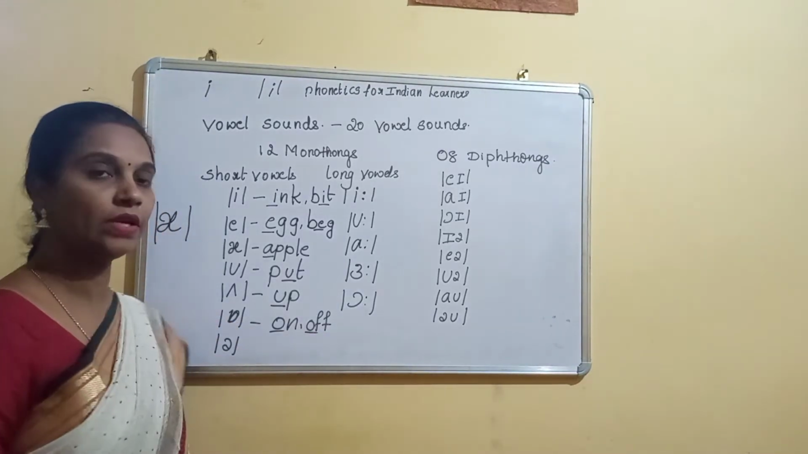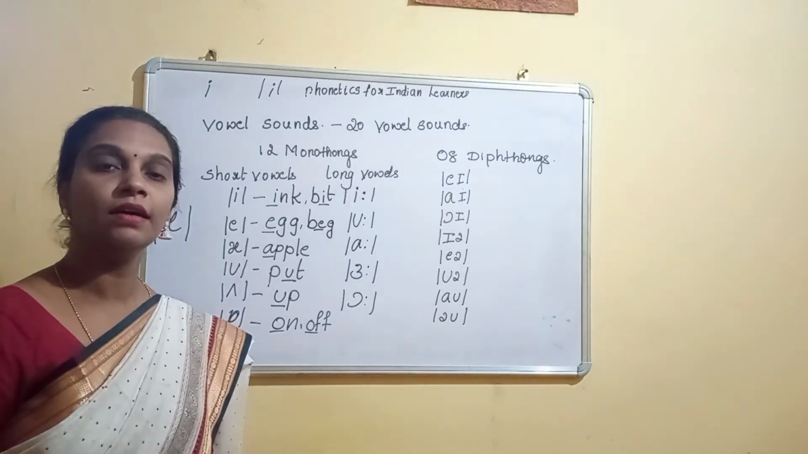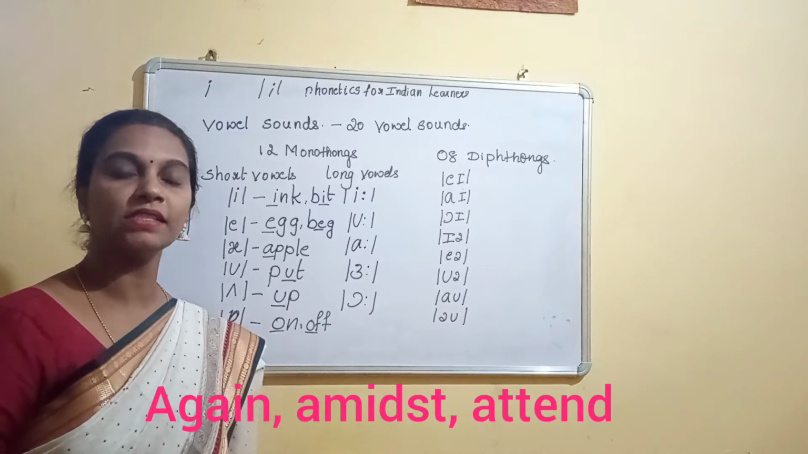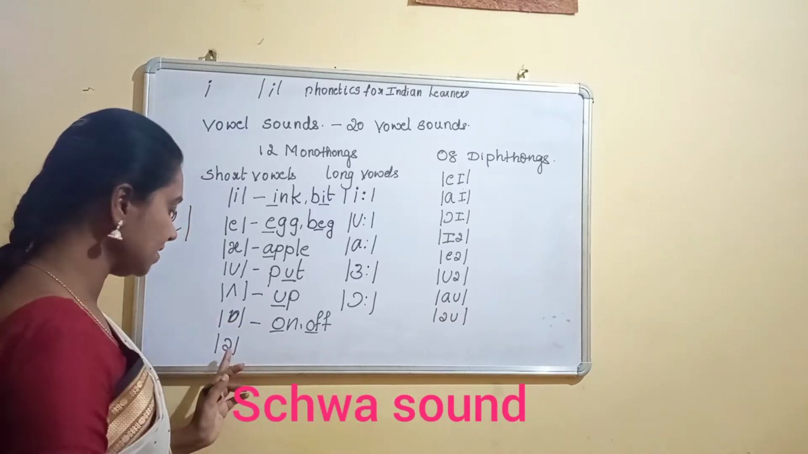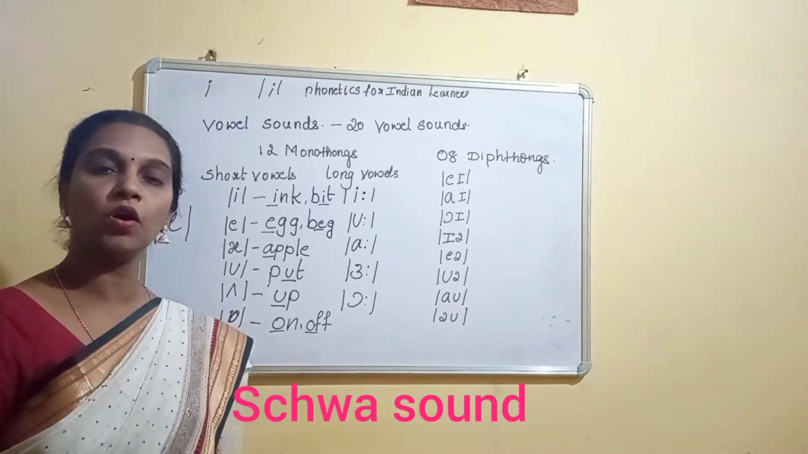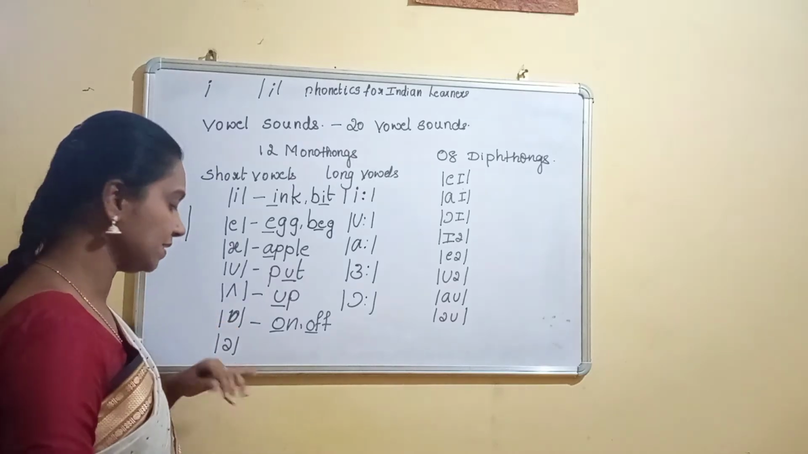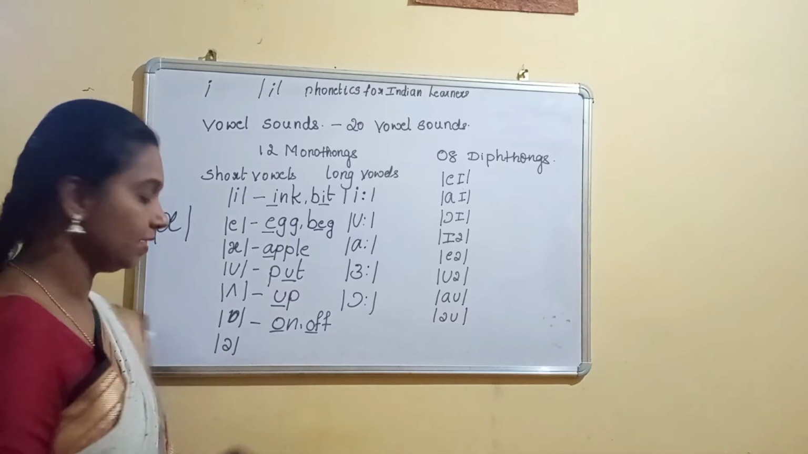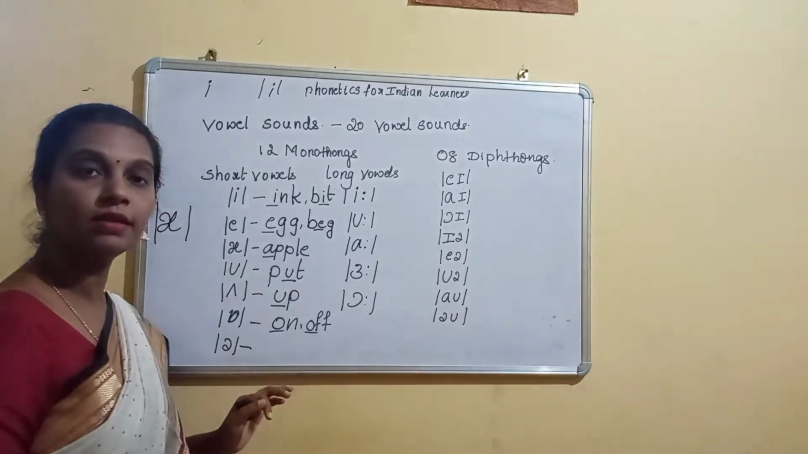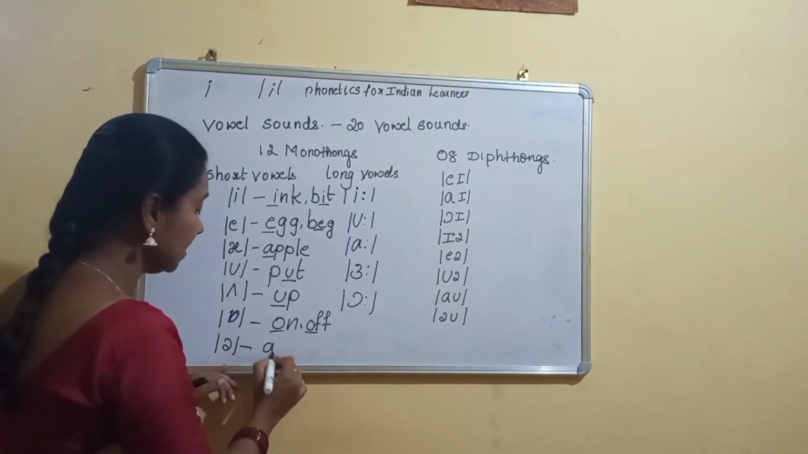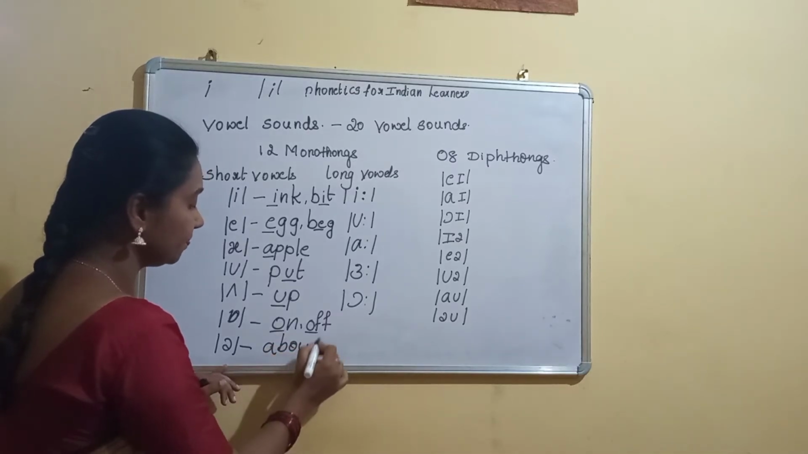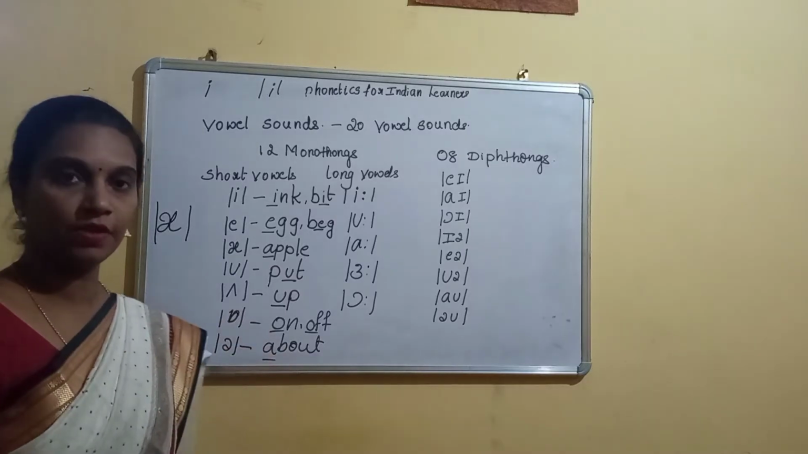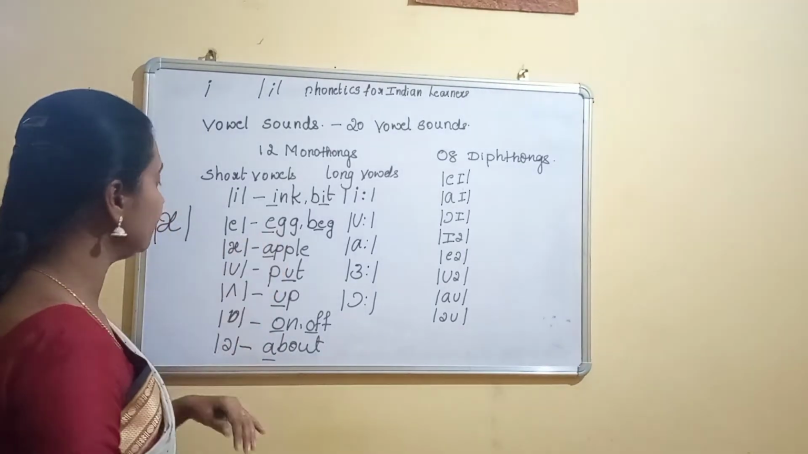And the next sound is a. This sound is named the schwa sound. It is the weakest sound among all the 44 sounds. We will learn about this sound in detail in the coming sessions. This sound is a, and the example is about.